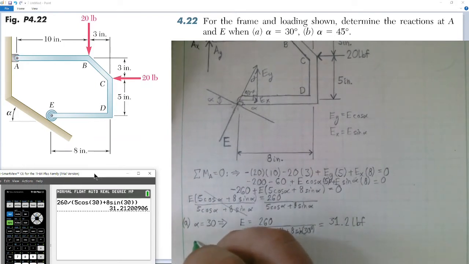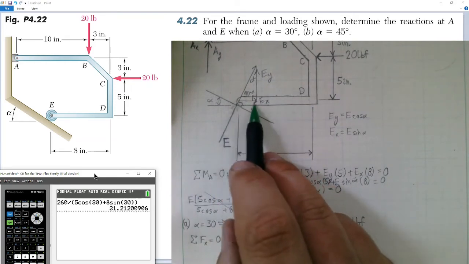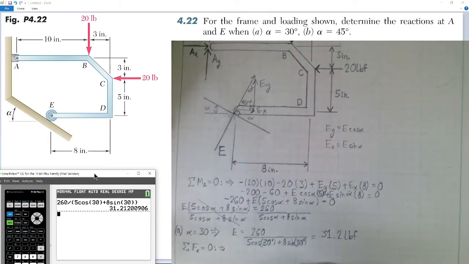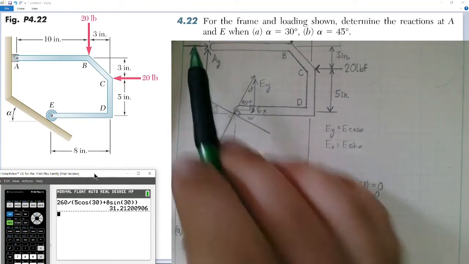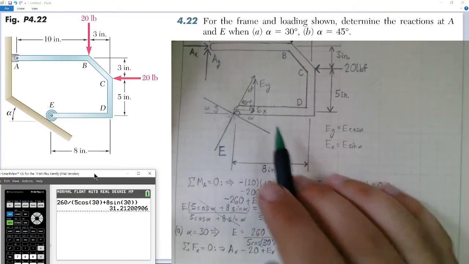Then we can do summation of forces in the x direction equals 0. This tells us that we have a force component. We have EX, AX, and negative 20 pounds acting in this direction. So we're going to have, say, positive AX going to the right. We have 20 pounds going to the left, so subtract that, going in the negative x direction. And we have positive EX. Those are all of our force components acting in the x direction.